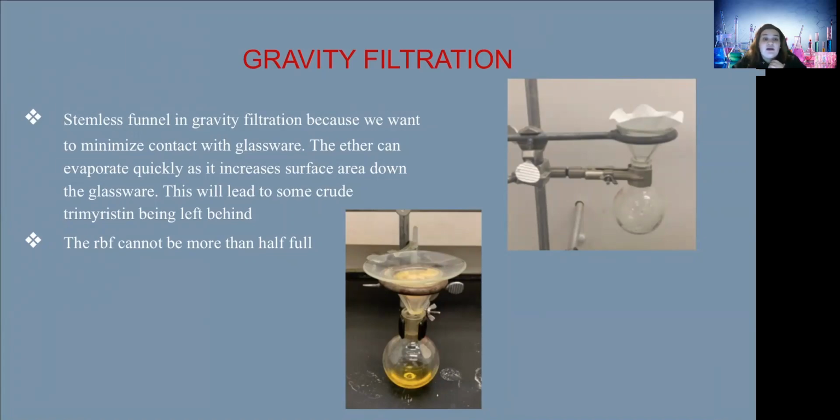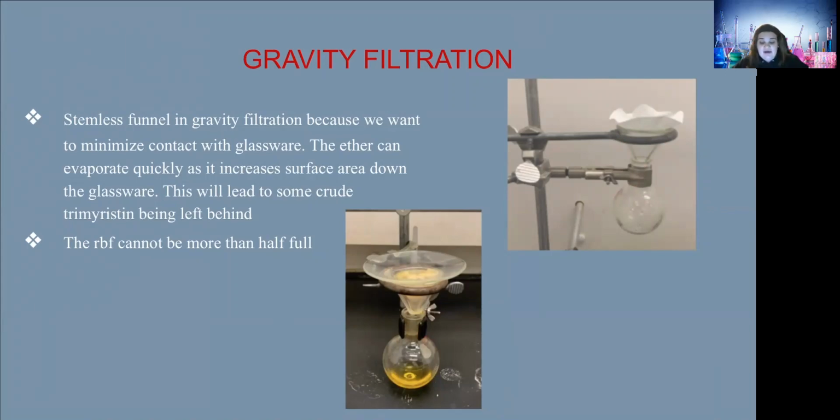But what we want to do is avoid the amount of surface area that we're coming into contact with on the funnel. If we had a stemmed funnel, some crude trimyristin could get trapped along the side, and that will decrease our yield. We're going to leave some trimyristin behind. So we use the stemless funnel to make sure that we have our yield in order and to minimize the surface area that we're interacting with.